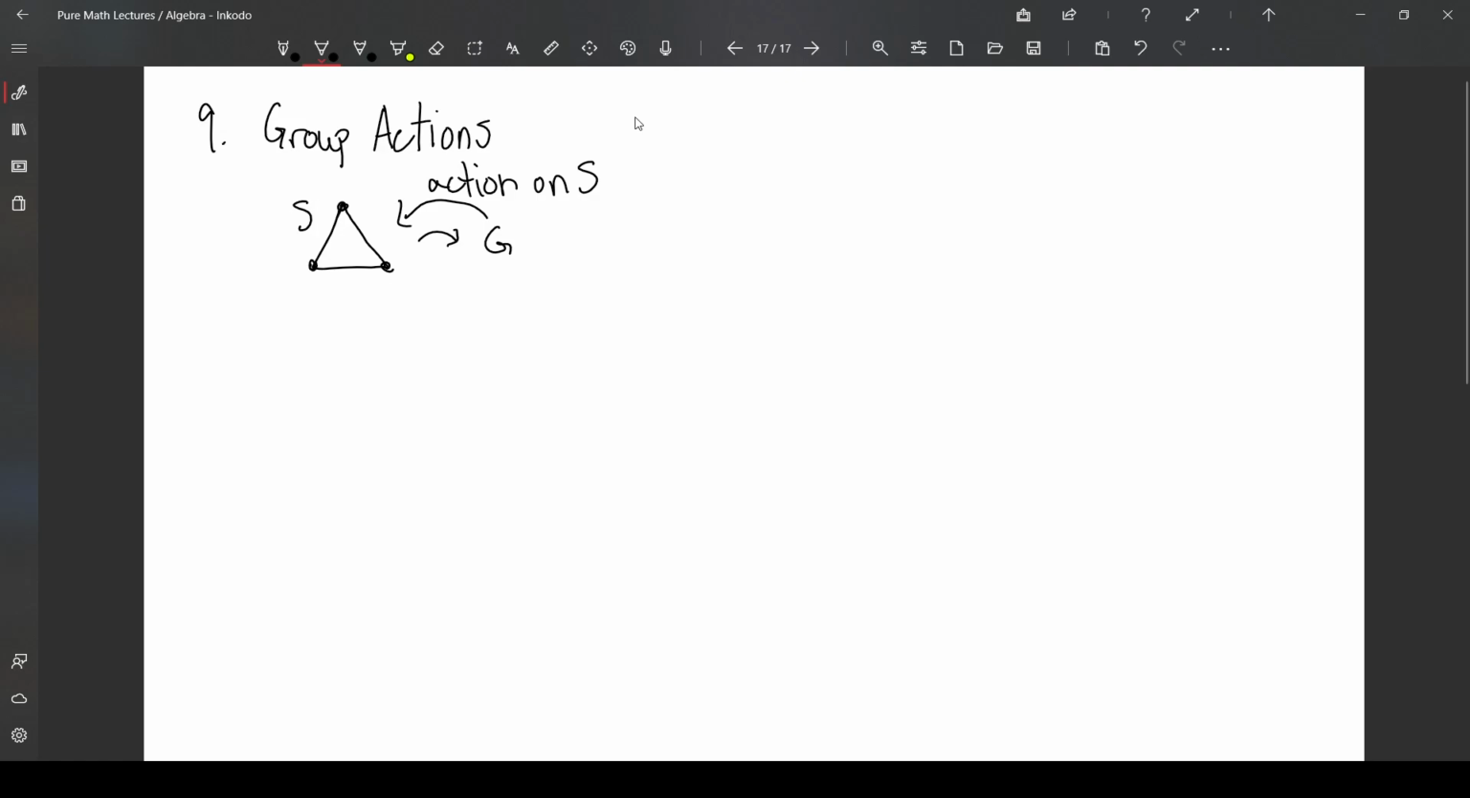Group actions also show up beyond these elementary little examples. They show up in representation theory and manifolds and so on and so forth. So they're really a powerful idea for groups. Now, before I get into things, there are some things I want to say.